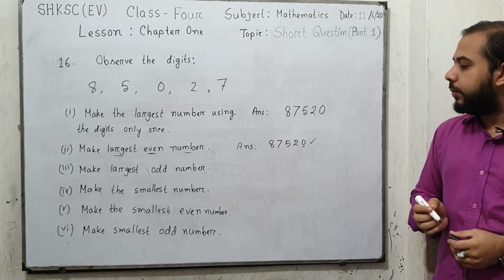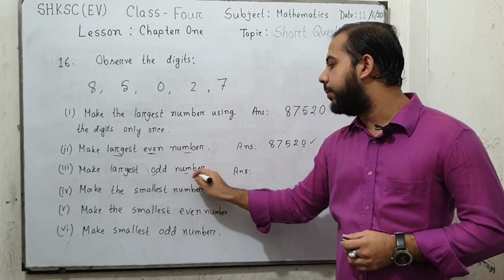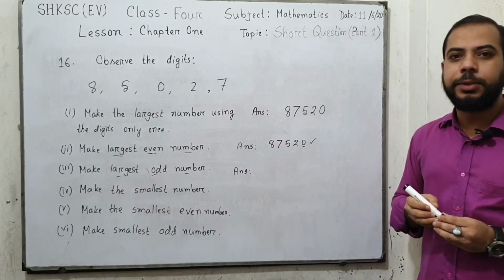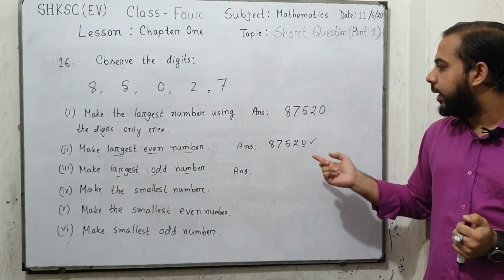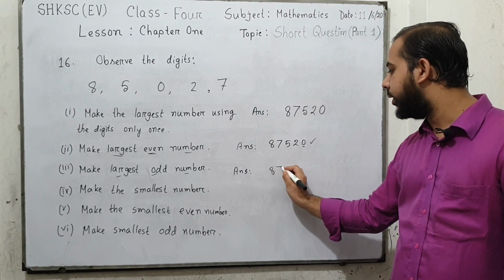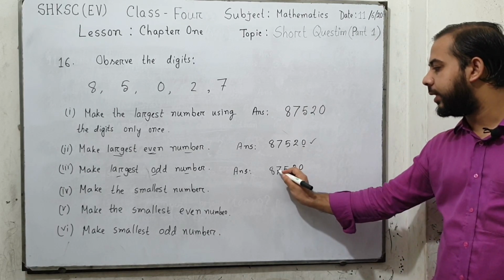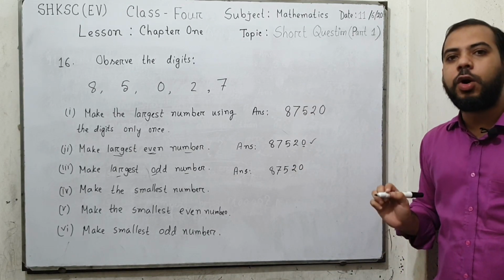Okay, now question number 3 asks make an odd number, the largest odd. This number should be largest and odd. So now let's write at first the largest number, which we already found in question number 1. This is the largest number, all right. So now we have to make it an odd number.